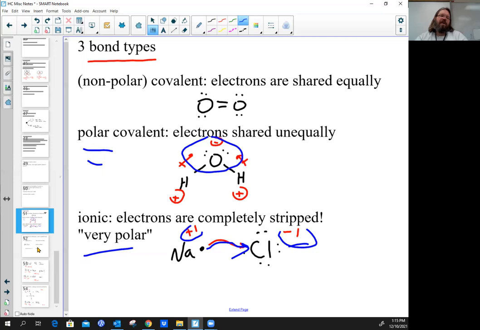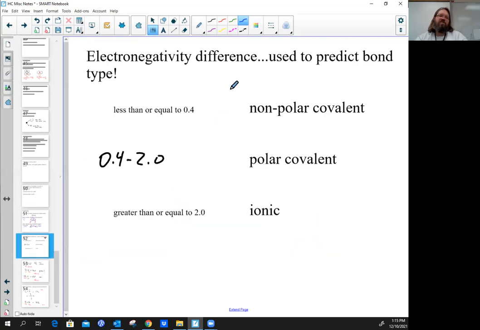So how do we determine the bond type? We can use just simple subtraction. This sheet that you guys got for me has the electronegativities on it. All you have to do is subtract the difference between the two atoms involved in a bond to predict the bond type. If that difference is less than or equal to 0.4, then it's going to be nonpolar covalent. If it's 0.4 to 2.0, it's polar covalent. And if it's greater than 2.0, then it's ionic, okay?